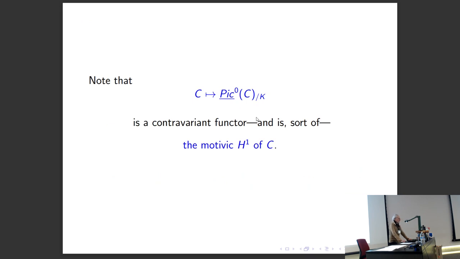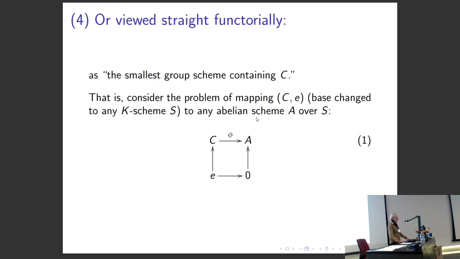One thing to note is that this map from the curve to Pic naught is a contravariant functor, and in fact it's a functor on all varieties, not only curves. And it's sort of, one way of thinking of it, the motivic one-dimensional cohomology of the curve. Or it could be viewed just straight functorially as the smallest group scheme containing C.